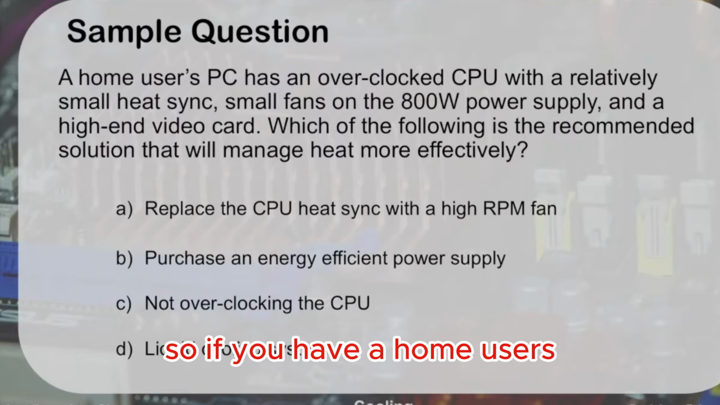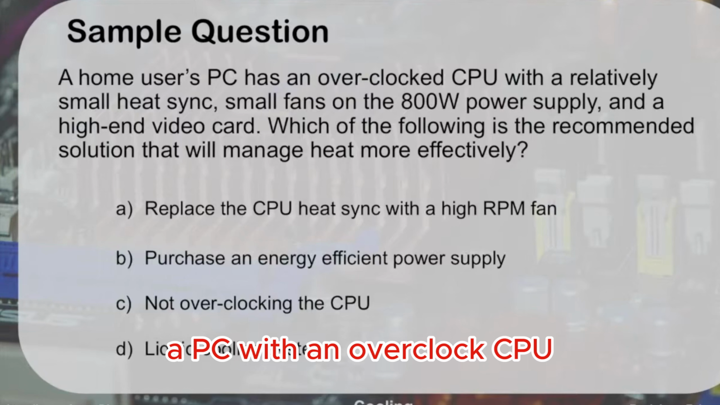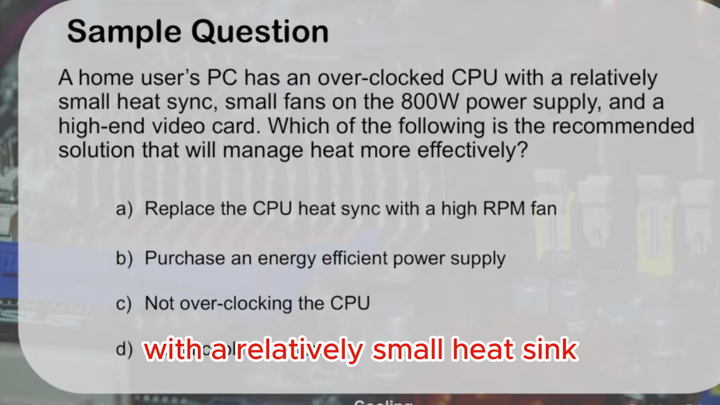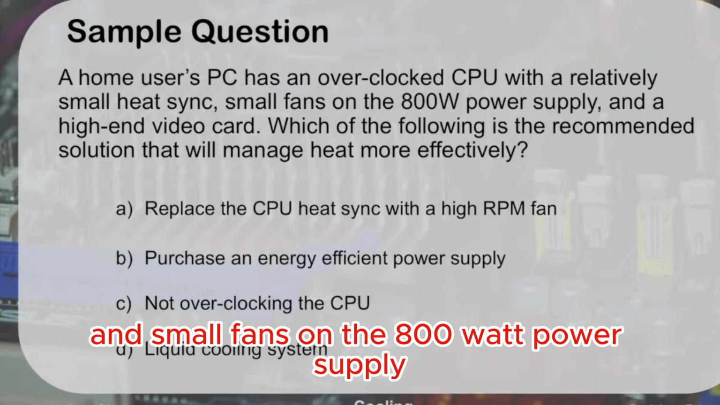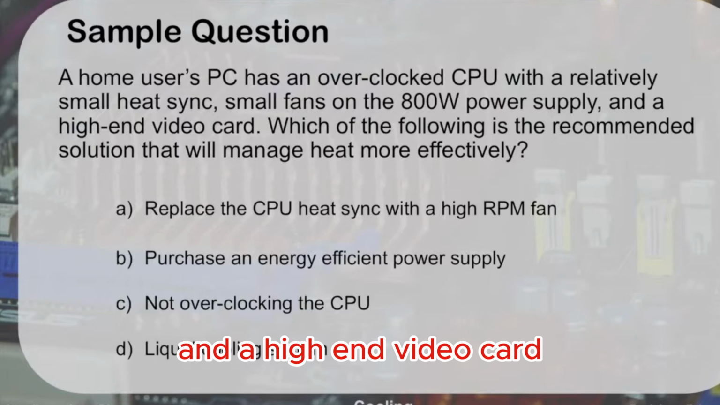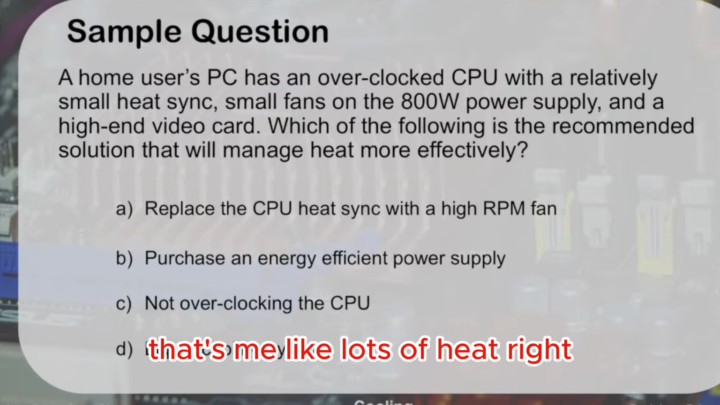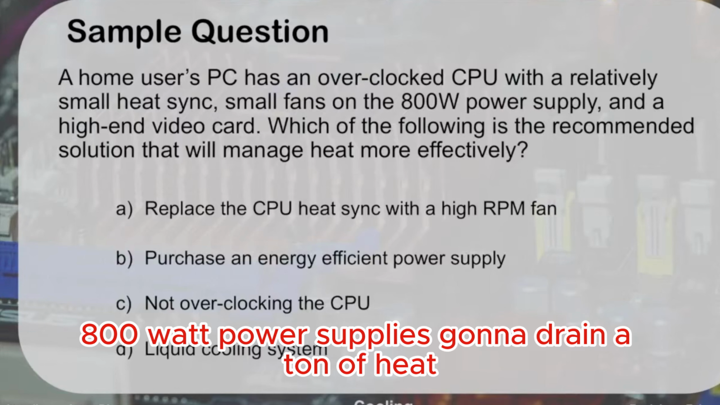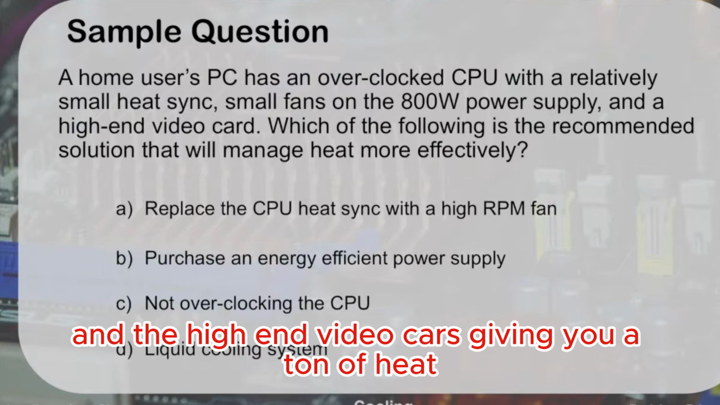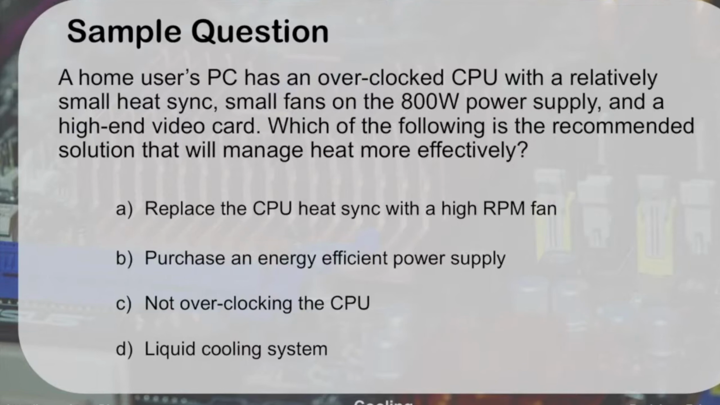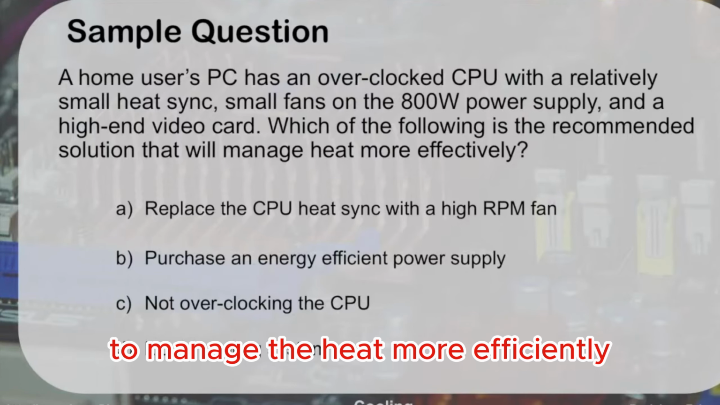So if you have a home user's PC with an overclocked CPU with a relatively small heatsink and small fans, an 800-watt power supply, and a high-end video card. What does that sound like to you guys? Sounds to me like lots of heat, right? An 800-watt power supply is going to generate a ton of heat. The overclocked CPU is generating a ton of heat, and the high-end video card is giving you a ton of heat. What should you recommend to manage the heat more efficiently?